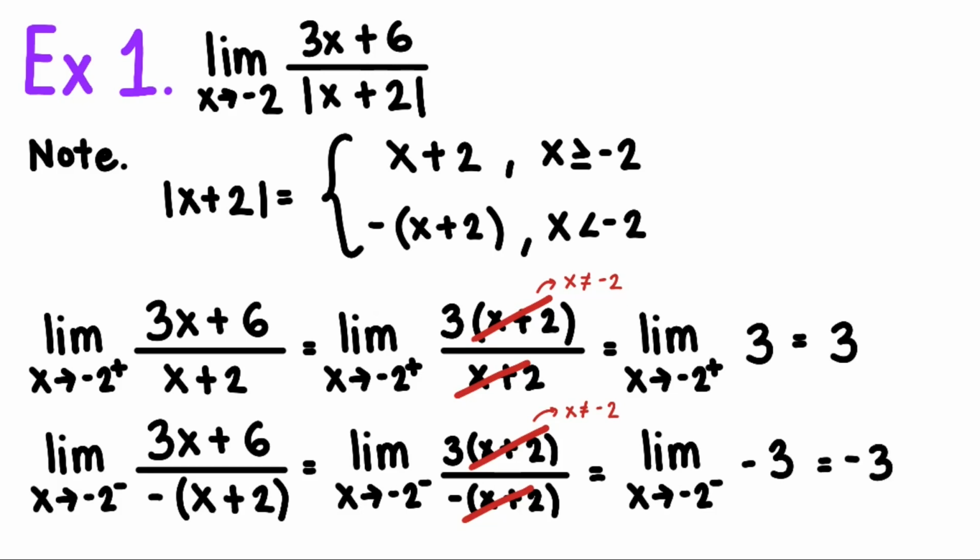So as you can see, we have a limit from the right and the left. But unfortunately, these two aren't equal. Therefore, we can conclude that the limit of the original one out here must not exist. So that is the answer for our first example. So I hope you got this one correctly.